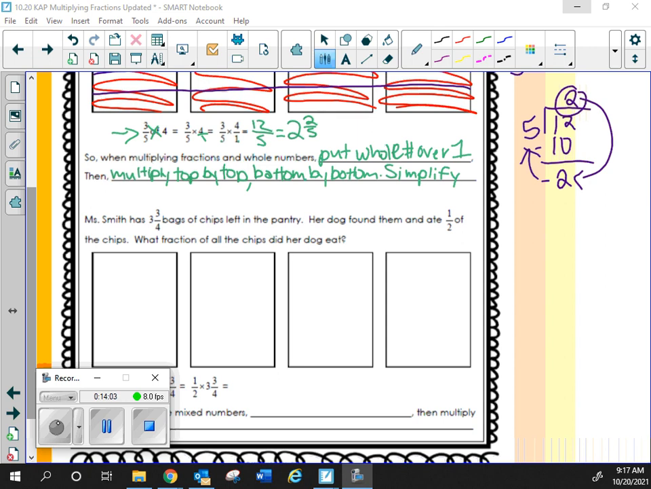So let's pretend. Miss Smith has 3 3/4 bags of chips left in the pantry. Her dog found them and ate half of the chips. What fraction of all the chips did her dog eat? Okay, let's pause and model that. When I model 3 3/4 bags, am I going to color all 4 like I did for the first one? No. I'm going to color 3 full ones and then 3/4.